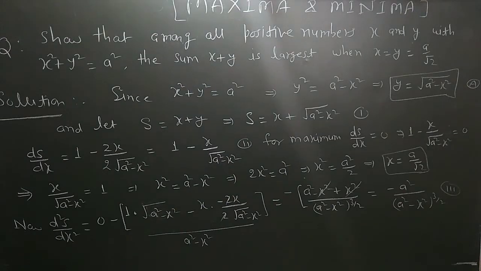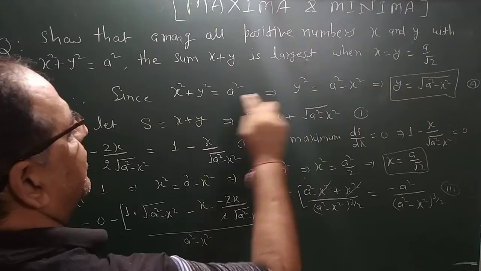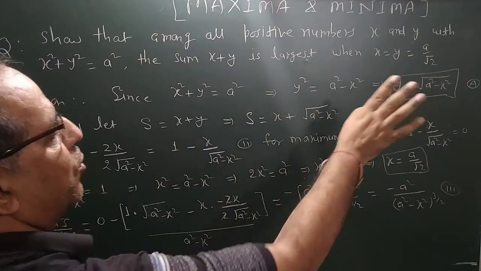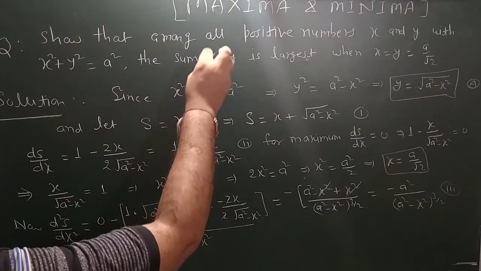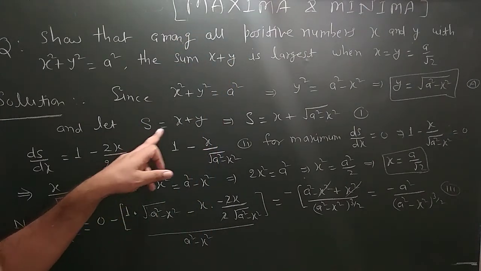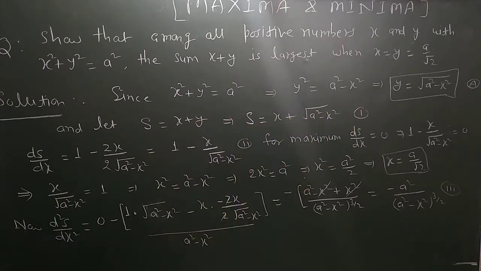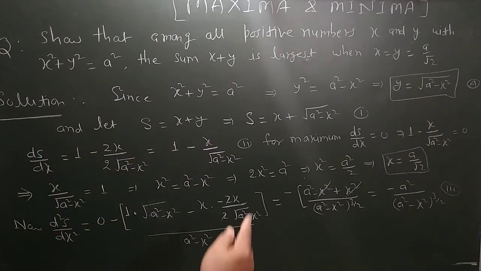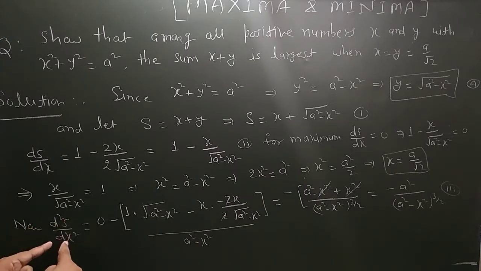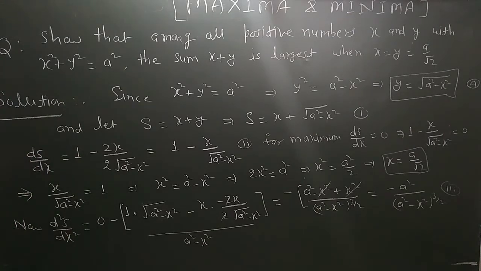Okay, first, this is the required given condition. We find y square here after transfer and find the value of y in terms of x. Now our function, we want to discuss the sum. So the sum denoted by s equal to x plus y, replaced by under root a square minus x square. Take the first derivative of s and put it equal to 0. We find the value of x, a upon root 2, and after that we find the value of d2s upon dx square, which is minus a square upon a square minus x square to the power 3/2.